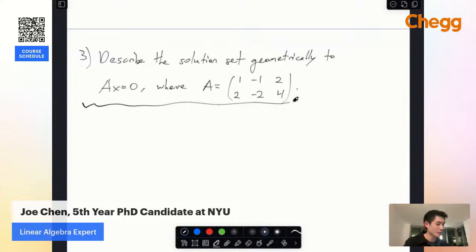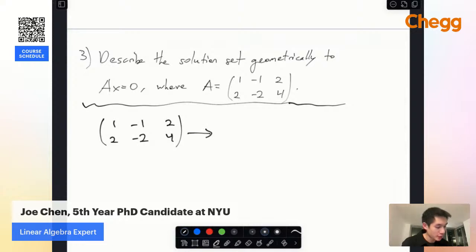Okay, so to do almost 80% of the questions in linear algebra, one of the first steps is going to be to do a row reduction. So we'll do that. We start with 1, 2, minus 1, minus 2, 2, 4. And we like to do a row reduction.